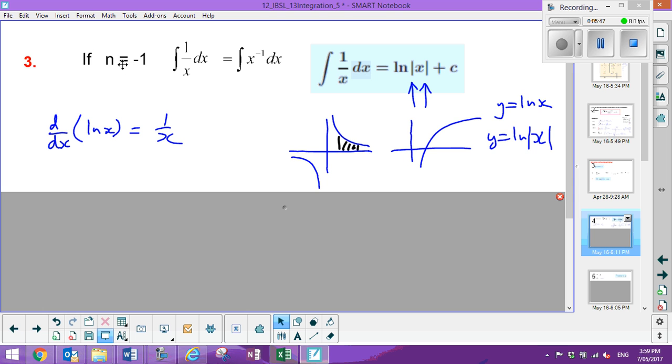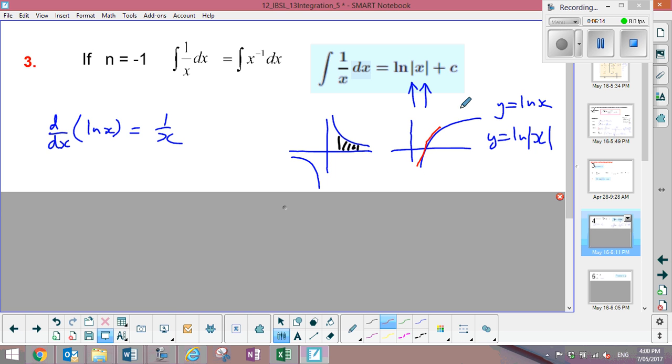Let's look at what happens when we have n equal to -1. In other words, we have 1 over x, or x to the -1. We remember that when we differentiated a log function, we get 1 on x. So when we think of our log function, and if we're differentiating, we're talking about looking at the tangents to a curve.